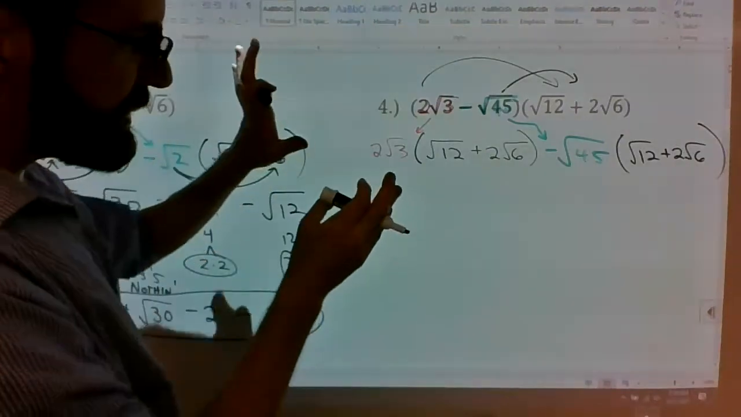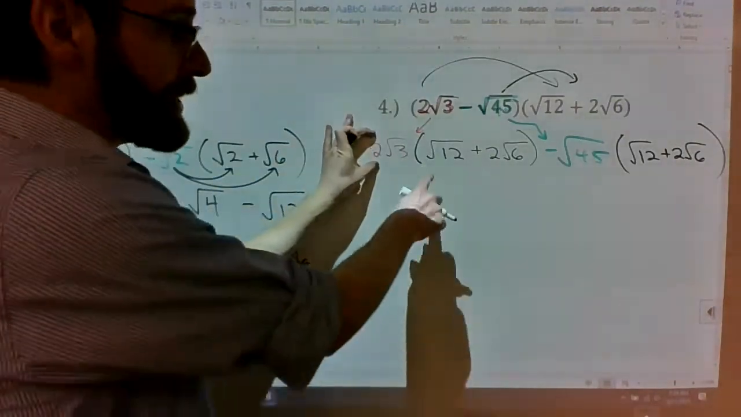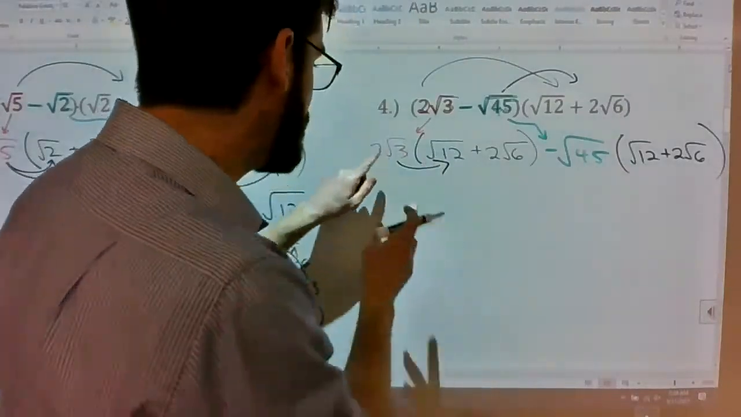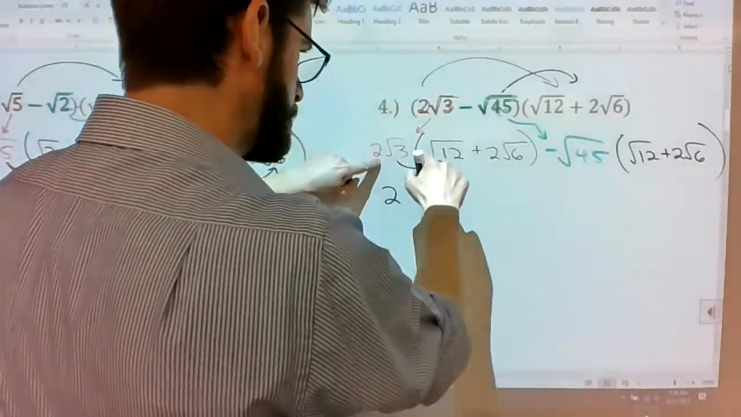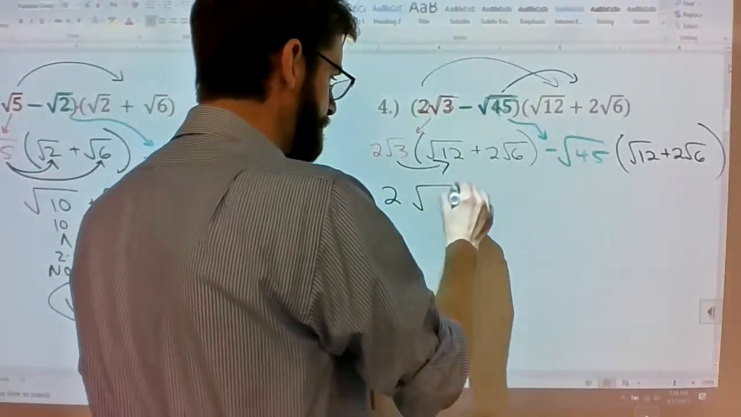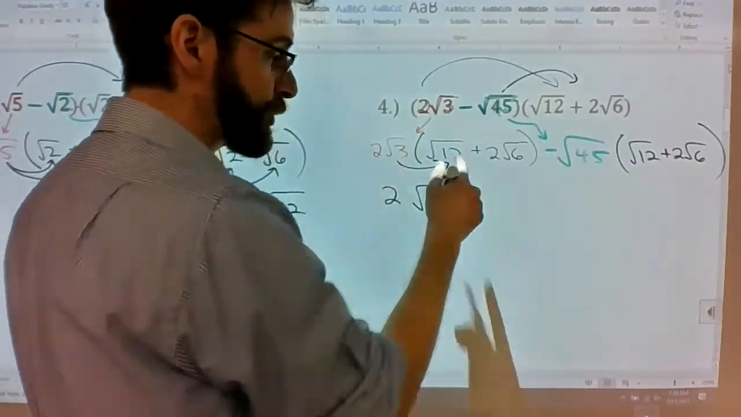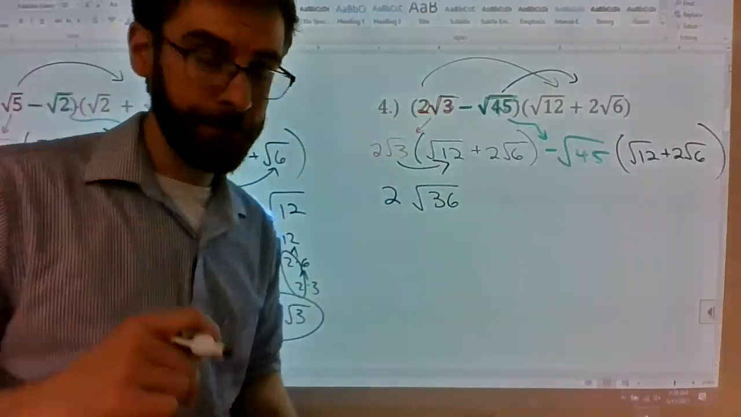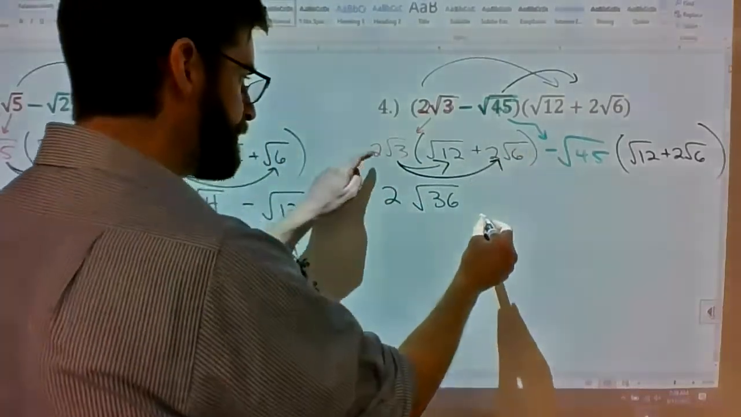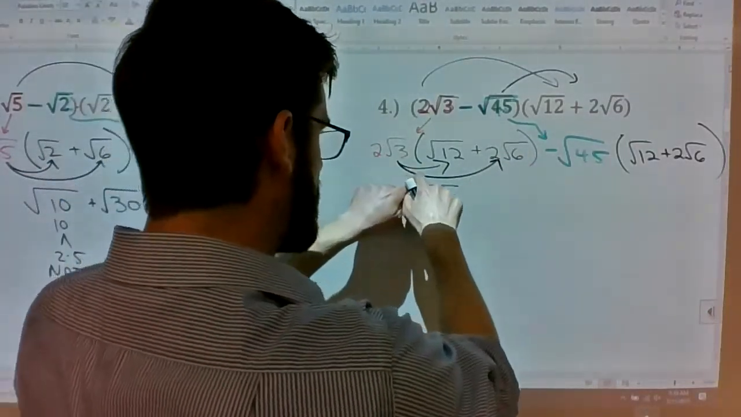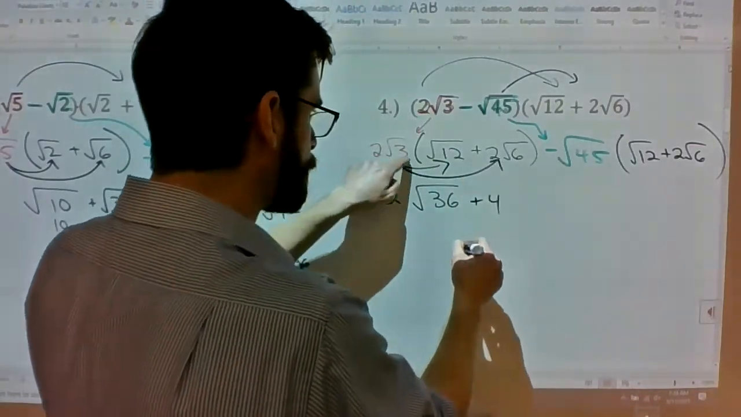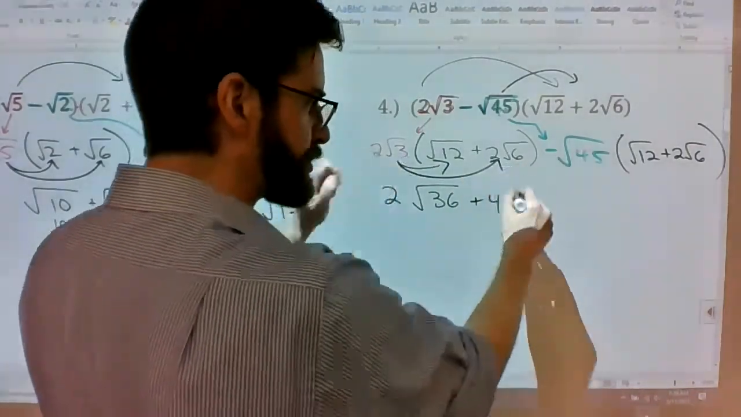So now, if there's a number on the outside, but no number on the outside here, that's okay. That just means we're going to have 2 root 36. I'm multiplying the 3 times the 12 on the inside only. Okay? And then here, I'm going to have 2 times 2, which is going to be plus 4. And then root 3 times root 6 is root 18.